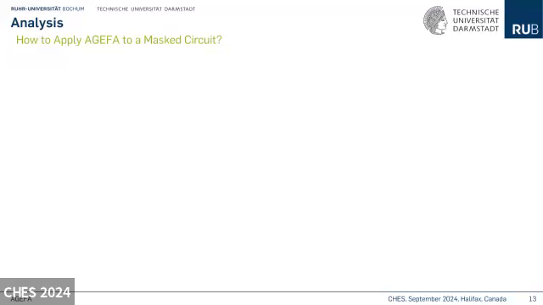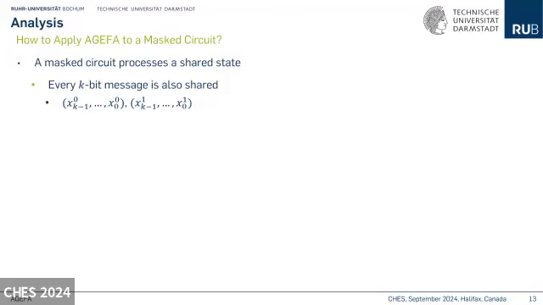So the last one, what happens if our circuit is already masked, so protected against side channel analysis? In this case, of course, our masked circuit processes a shared state, which is separated into multiple shares. So every message of our state is also separated into multiple shares. And we have to handle them in a way that they are not combined back accidentally. So what we can do is relatively easy. We can just do all this error correction in a share-wise way.